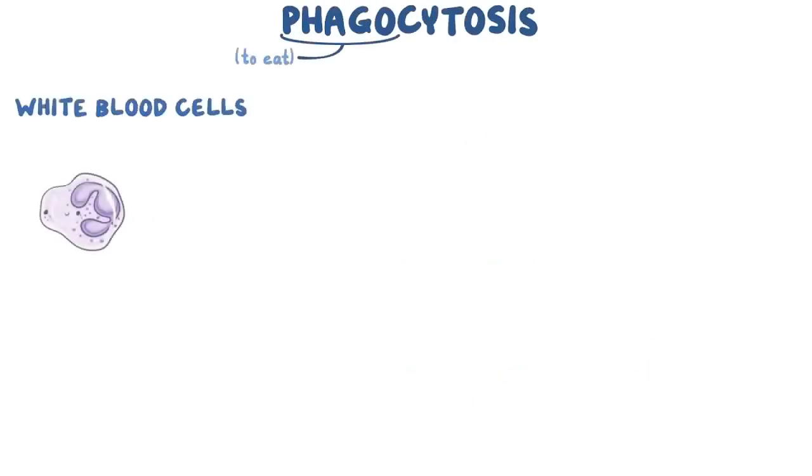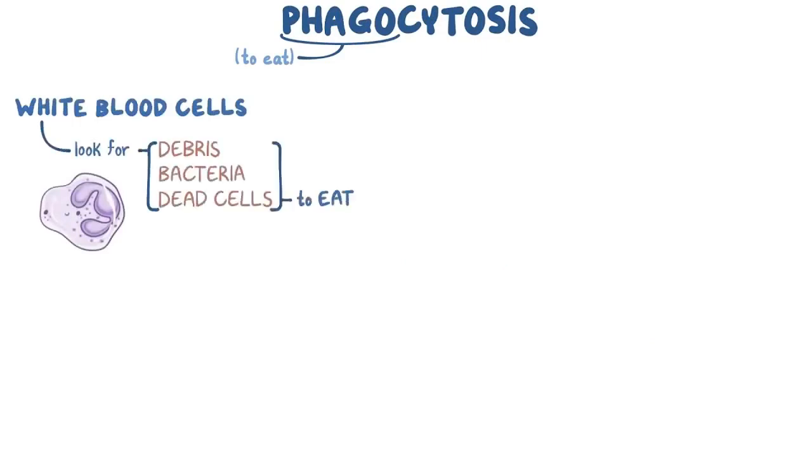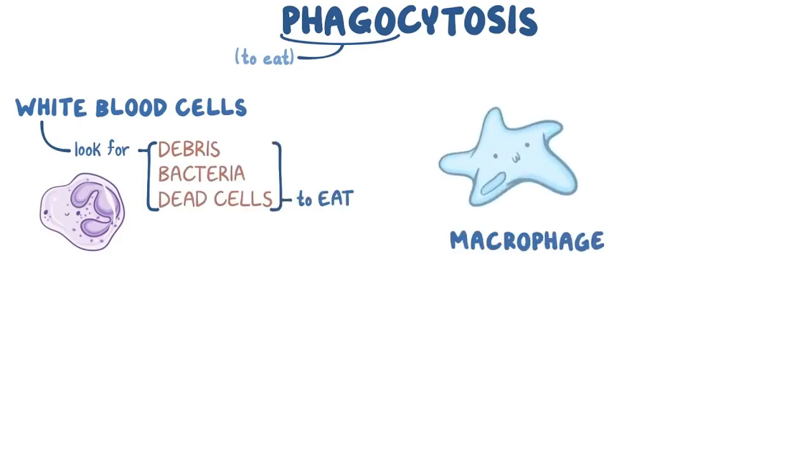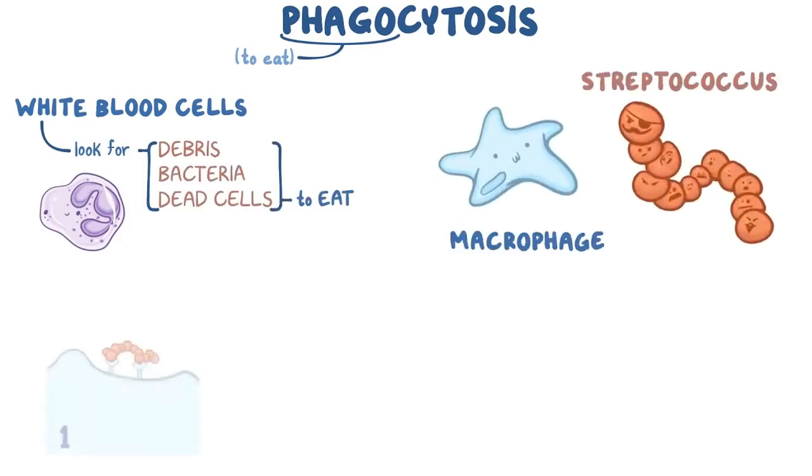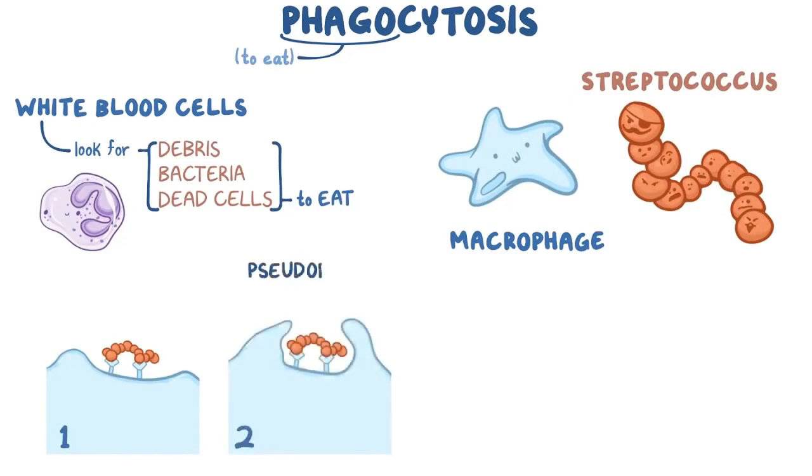Phagocytosis, where phago means to eat, is used by white blood cells like macrophages and neutrophils, which patrol the body looking for debris, bacteria, and dead cells to eat. So let's imagine that a macrophage comes across a particularly bothersome streptococcus. First, the strep attaches to macrophage receptors on its cell surface. The macrophage then extends arm-like projections called pseudopods around the strep, like a death hug.